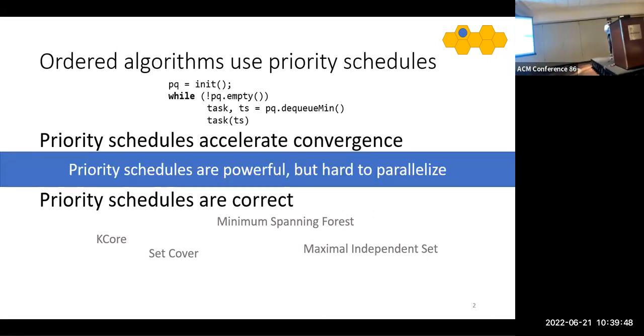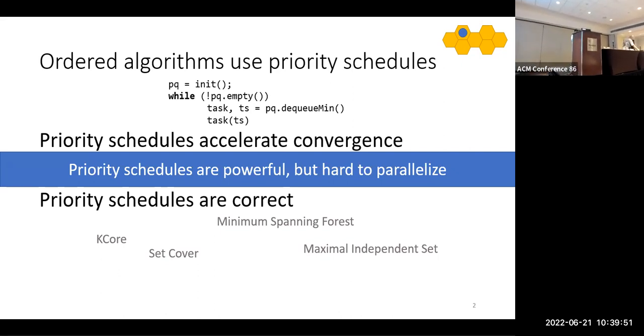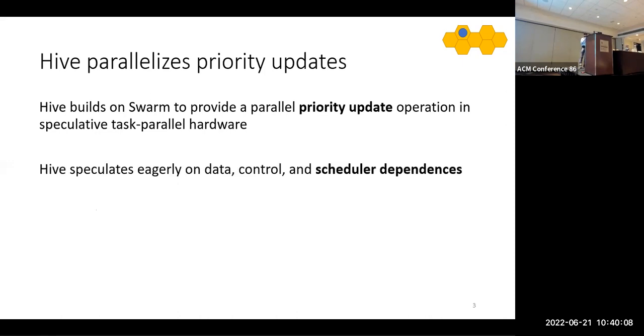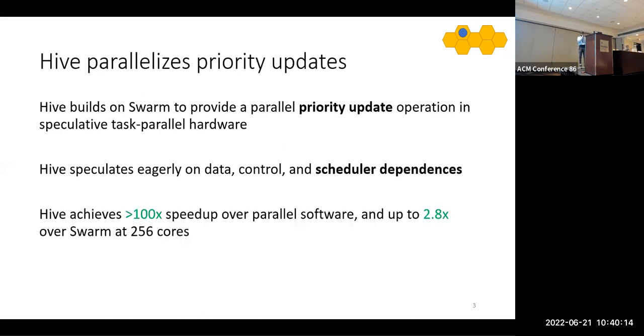While priority order tasks are a powerful tool for many classic and emerging algorithms, they are quite challenging to parallelize, especially when the priorities themselves are dynamic. In this paper, we present Hive, the first hardware-software system to extract speculative parallelism from priority updates. We achieve this by recognizing the scheduler dependence, an unusual class of dependence which occurs when tasks in a priority queue update each other. By applying speculation techniques to scheduler dependencies, in addition to the common data and control, Hive is able to achieve over 100x speedups over parallel software alone, and up to 2.8x speedups over the Swarm architecture, which is prior speculative hardware.